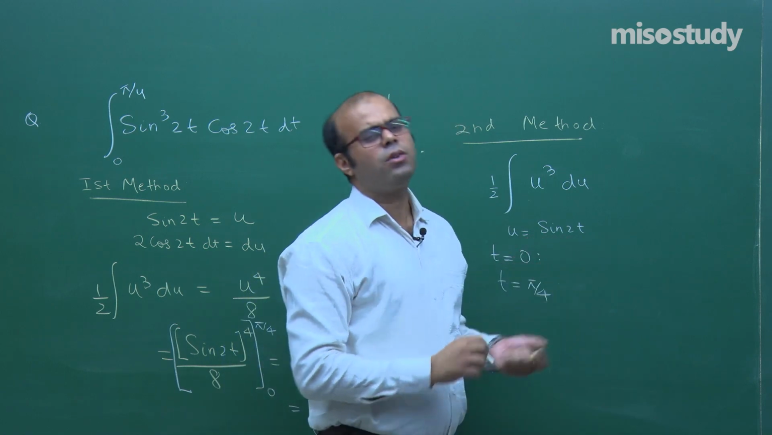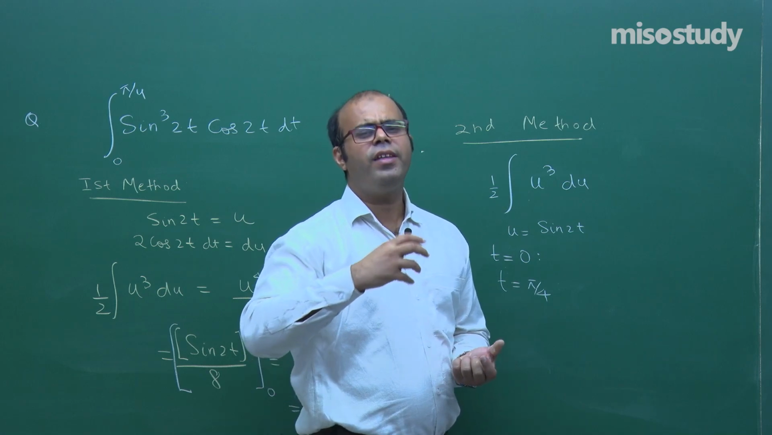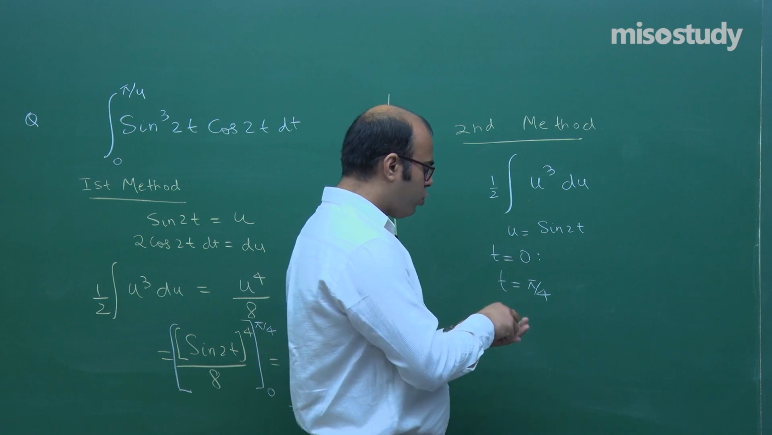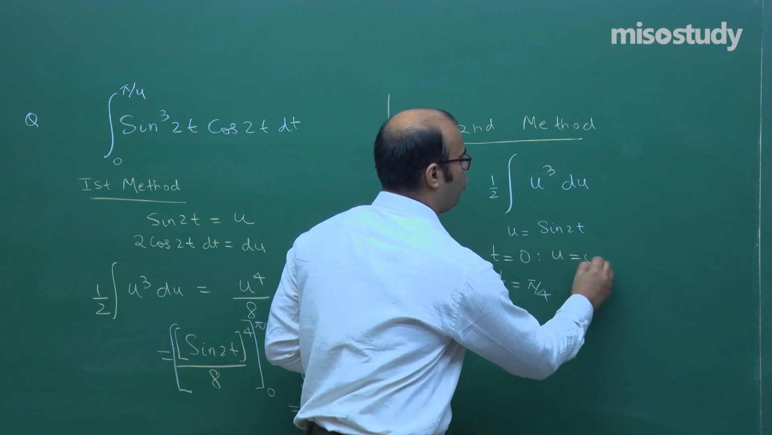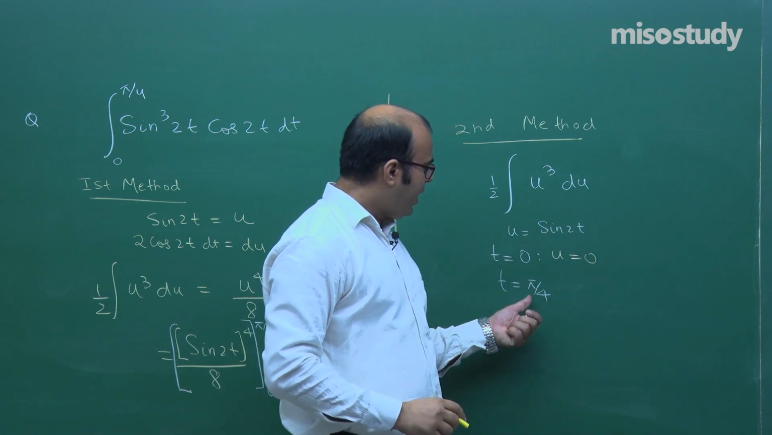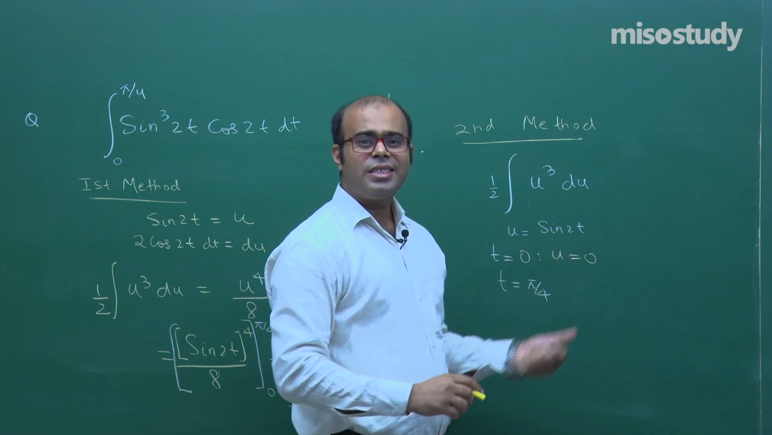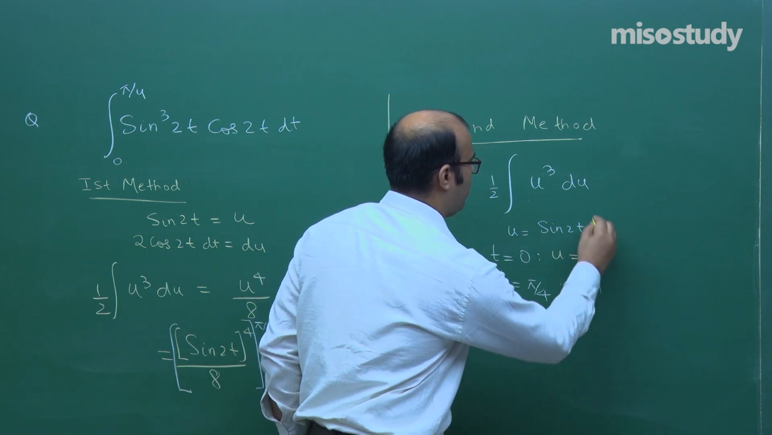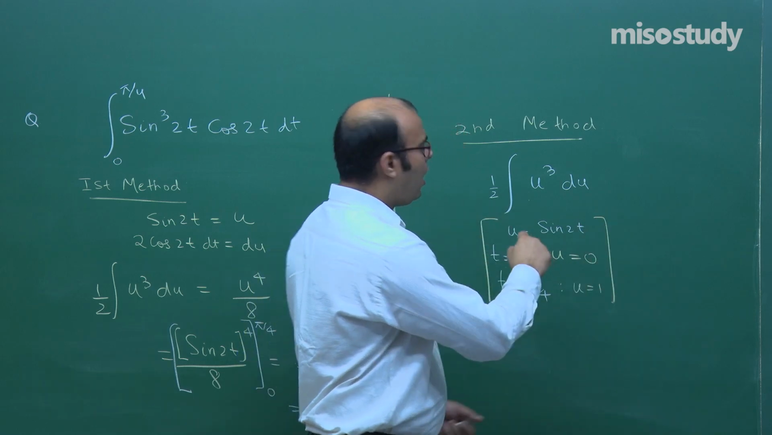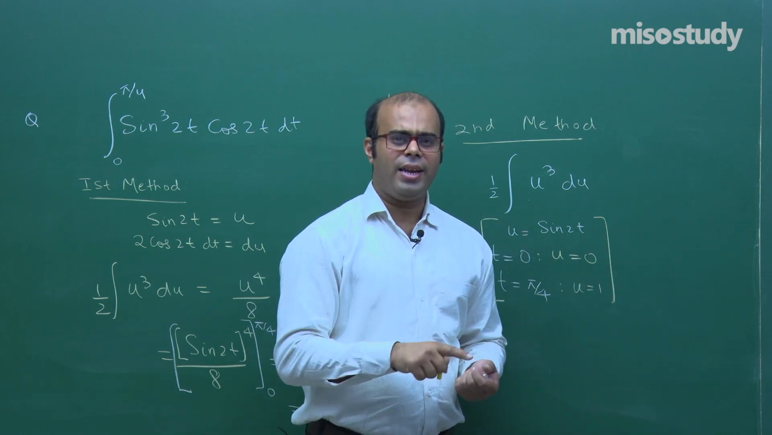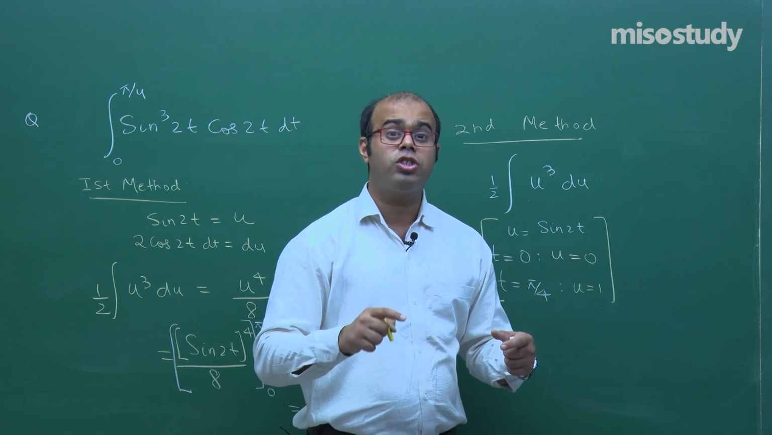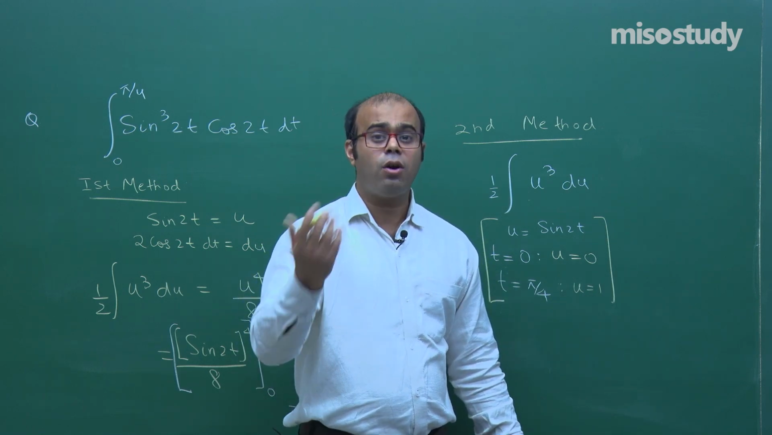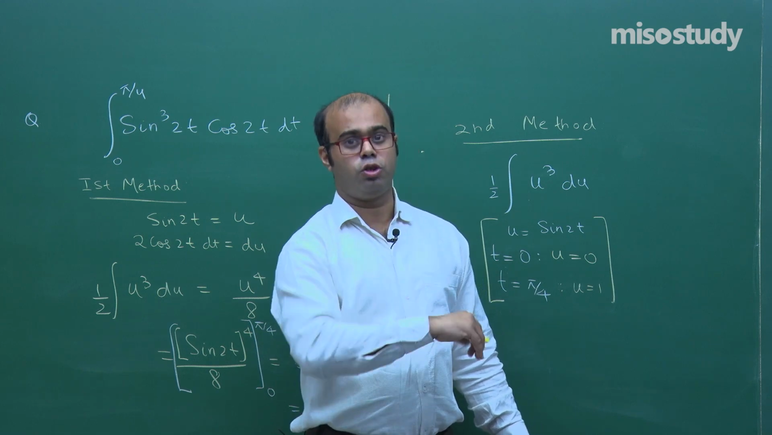So if t is equal to 0, what will be the value of the new variable in that case? If t is equal to 0, u will also be equal to 0, since sine 0 is 0. And if t is equal to pi by 4, sine 2t will be equal to 1. So you can say that u is equal to 1. While substituting the function with some other variable, at the same time we will also change the limit. So in that case we don't have to worry later on that we have to back substitute it.